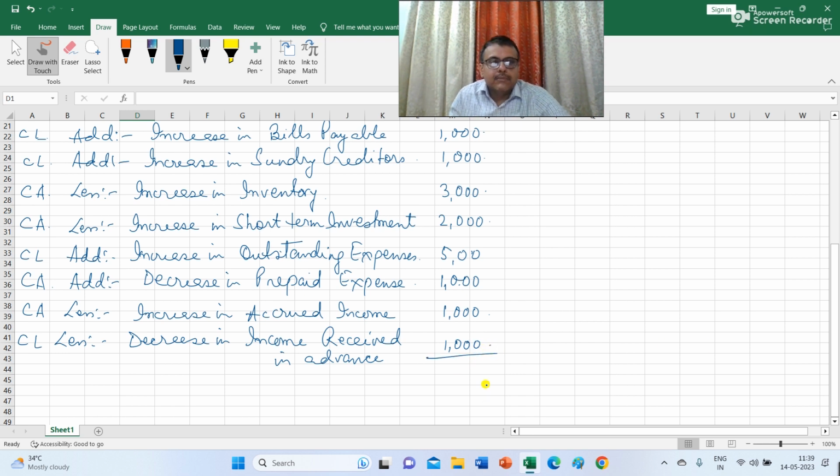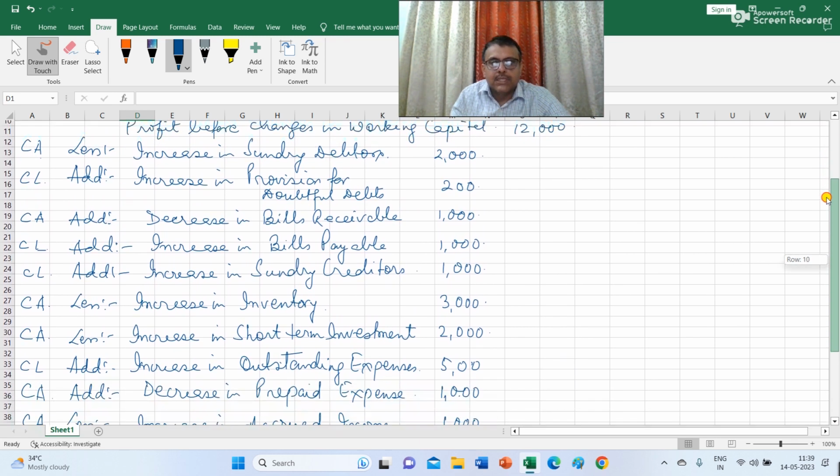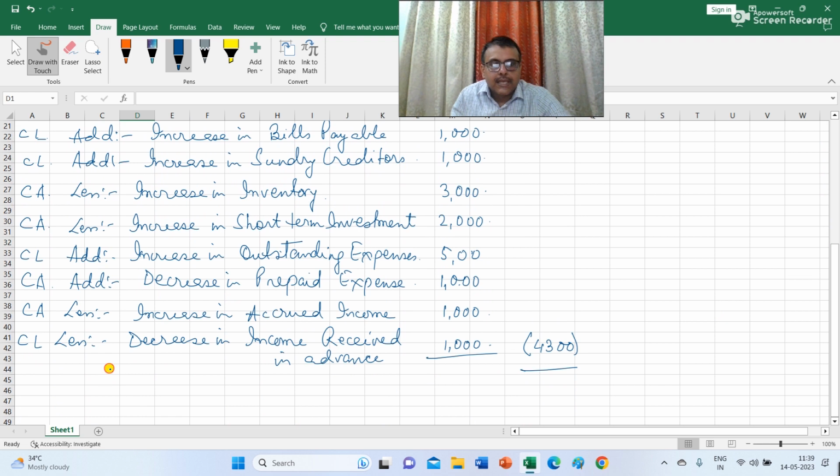So if you add the differences, you will get a total of minus 4300. And if you add up with the profit that I have calculated before changes in working capital, that was 12,000, you will get cash from operating activities, and the amount is for 7,700.